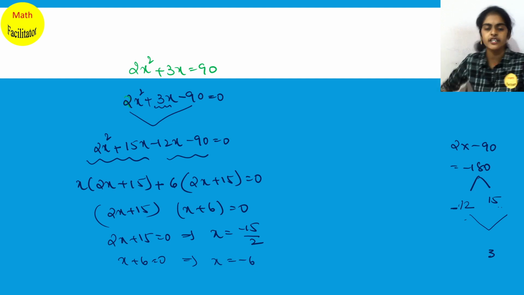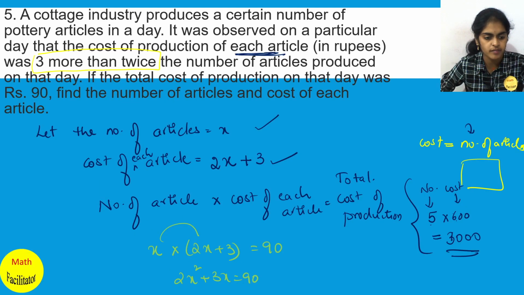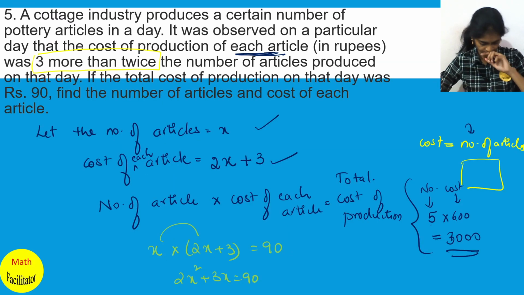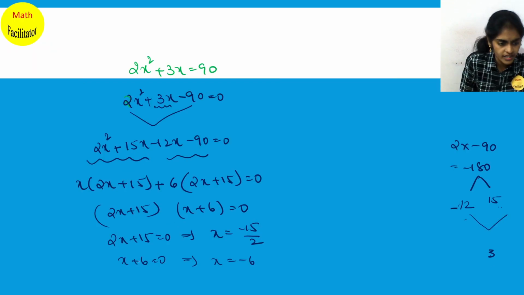So here two negative values you got: x is minus 15 by 2 and x is minus 6. But here what do we need? We need the cost of production. We need the cost of production, okay? So here, have a look here. Here you will take minus 6 common.